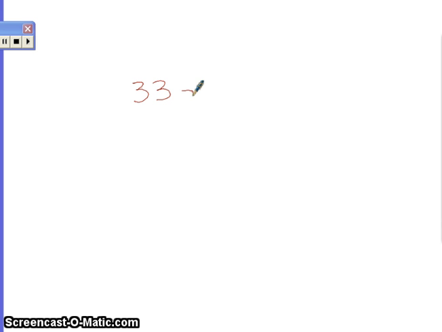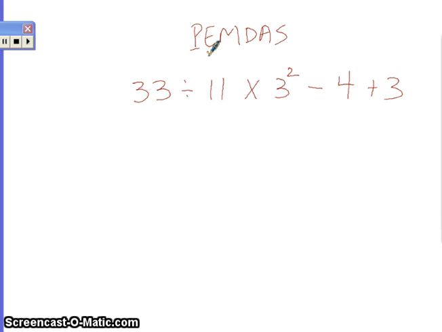And that problem is 33 divided by 11 times 3 to the second power minus 4 plus 3. So some of these are a little harder, more challenging than you'll have for your practice in the book here today. But I just want to sort of give you an idea of how important it is to follow the order there. So we don't have any parentheses, but we do have exponents.